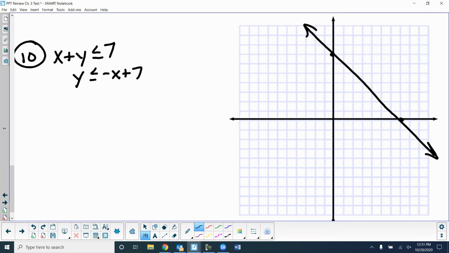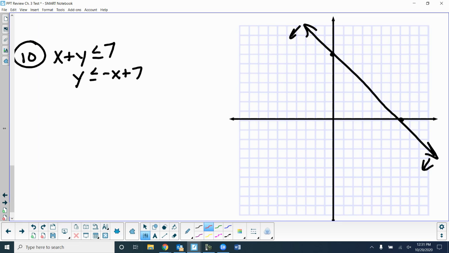Did 0, 0 work? Does 0, 0 work? Yes. So I'm going towards the 0, 0.